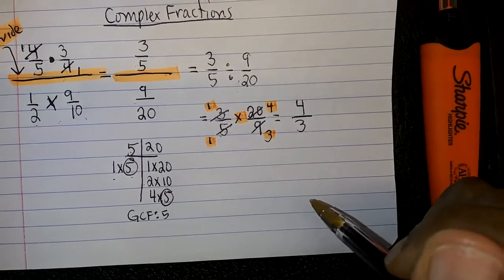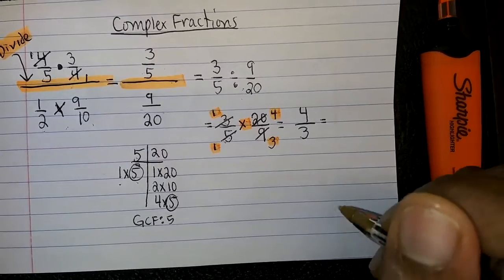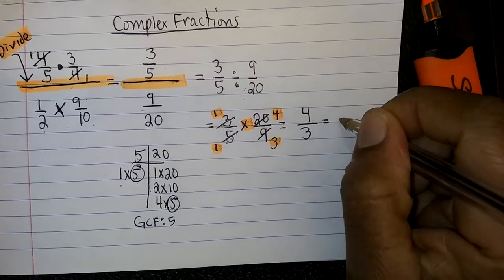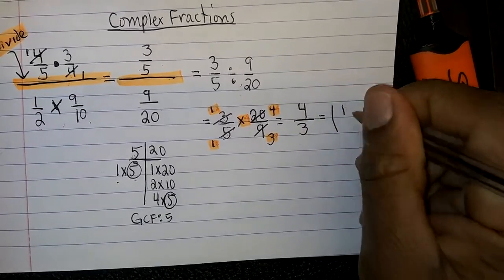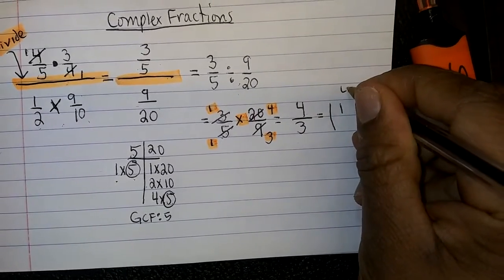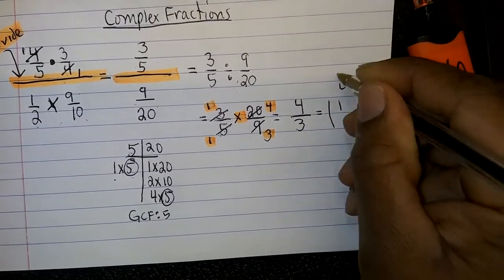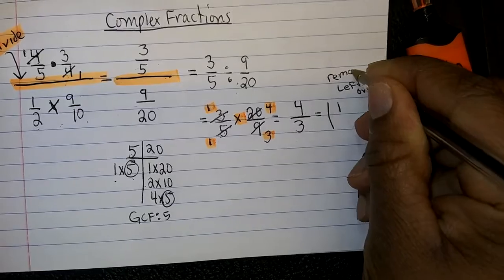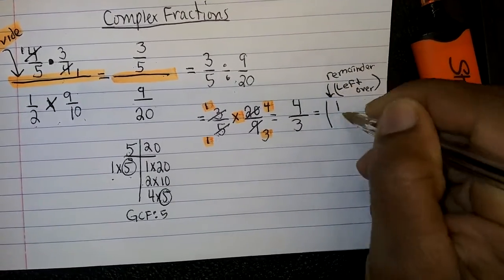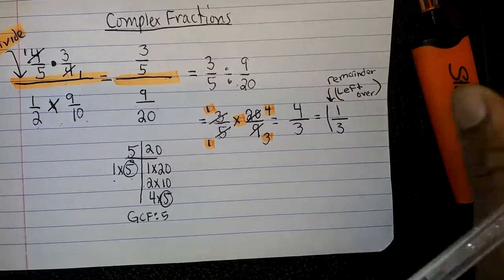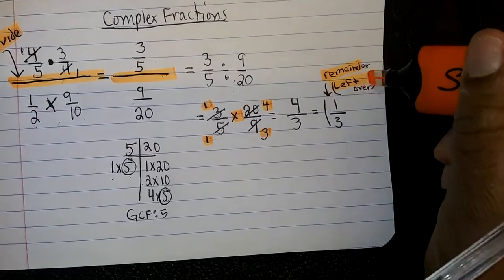4/3 is a fraction greater than 1 whole. So I need to go ahead and convert that to a mixed number by doing division. 3 goes into 4, 1 whole time, which equals 1 group of 3. There's 1 left over. Please remember this is your leftover, or remainder. Remainder always goes in the numerator on top, divided by the divisor. So the final answer is 1 and 1/3.